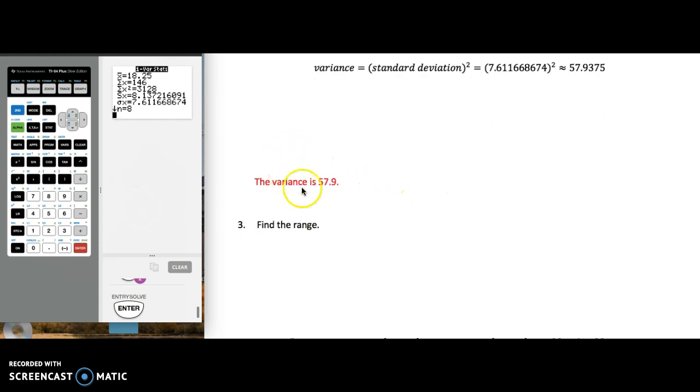The variance honestly isn't used all that much anymore. They may ask you to find it in some problems, but we're going to mainly use standard deviation.